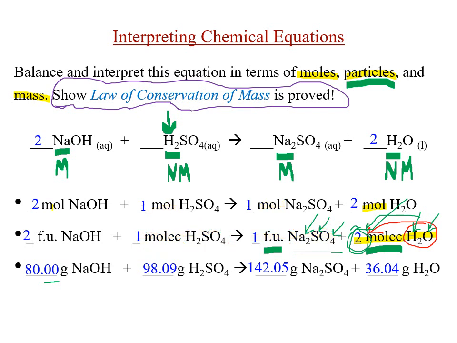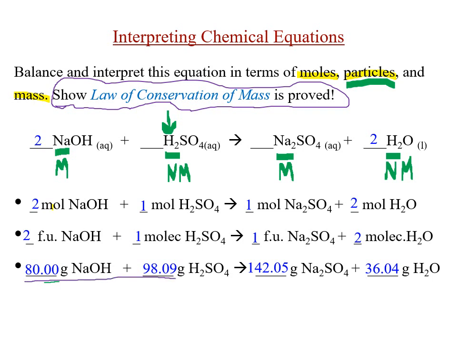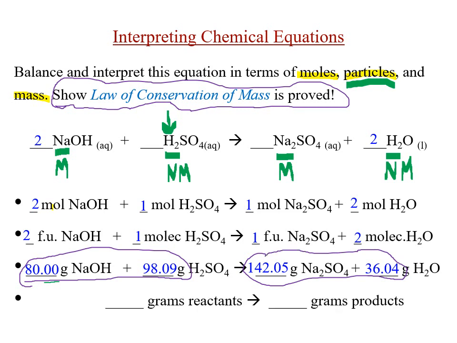This is our last slide for your lecture today, so thank you for your patience, for sticking with me, and for taking good notes. So what we're doing now to do the law of conservation of mass is we're going to add these up. We're going to add up the 80 and the 98 because these are our reactants. And we're going to add up our products, 142.05 and 36.04. If we did a good job, they should be the same. So go ahead and add those up.